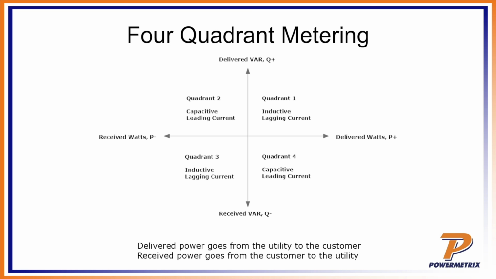And so what we're going to do today is we're going to define a positive quantity as a delivered quantity. And that's looking at it from the utility's point of view. So that means that that's the utility delivering power to the customer. On the negative side, we have received power. And so received power would be defined as the customer actually providing power back to the utility. And so here in a little bit, we're going to talk about renewable energy sites because that's typically where you're going to get into a situation where you see received power. And so we'll talk about that more as we go through each of the four quadrants.